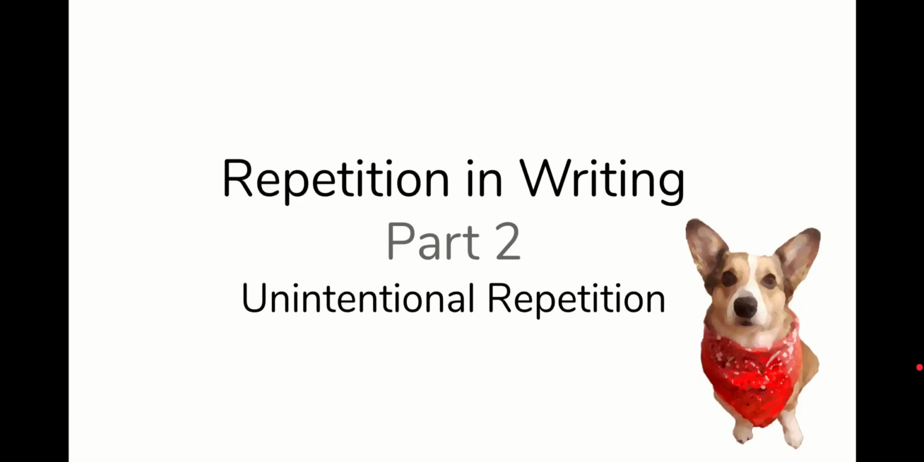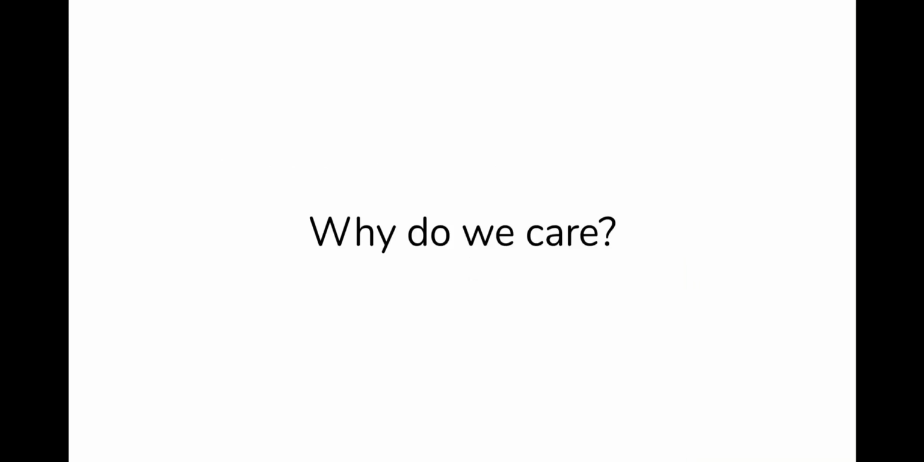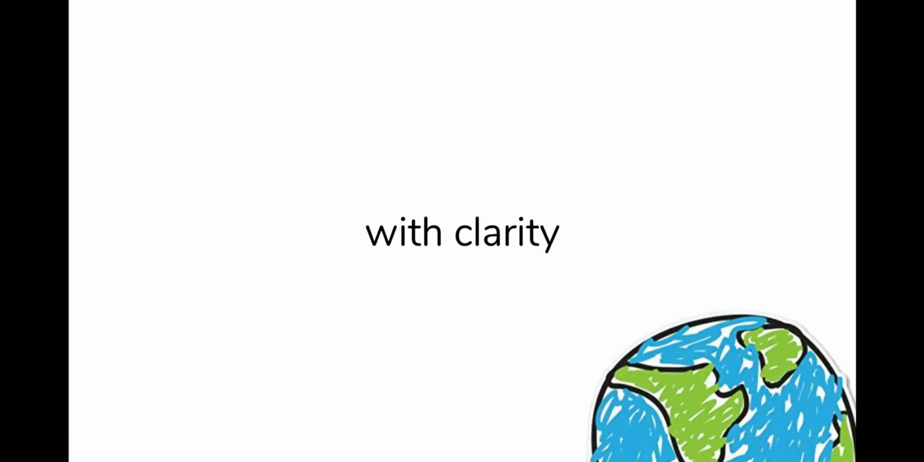Today we are talking about repetition in writing, and this is part 2. We are going to be looking at unintentional repetition. So, why do we care about unintentional repetition in our writing? Well, we want to evolve our writing toward complexity with clarity and efficiency. And this really fits into the efficiency part.